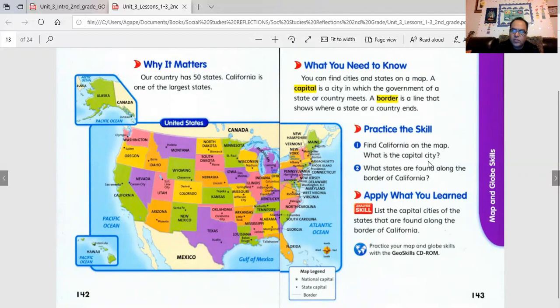Find California on the map. What is a capital city? What states are found along the border of California? What borders? Here's California. What are the bordering states? Mexico is not a state in the United States. Mexico is another country. Hopefully, you already knew that. List the capital cities of the states that are found along the border of California. List those. You should at least know those.